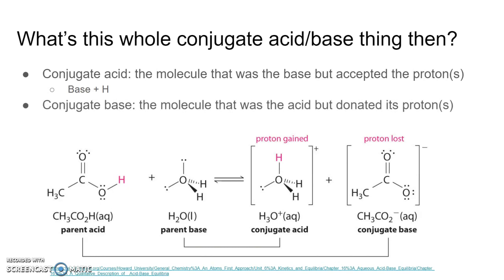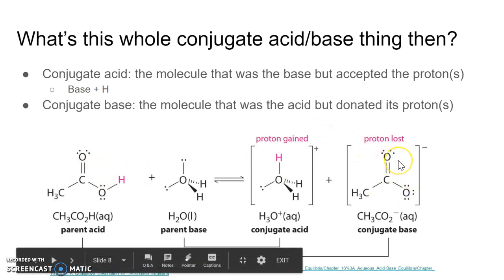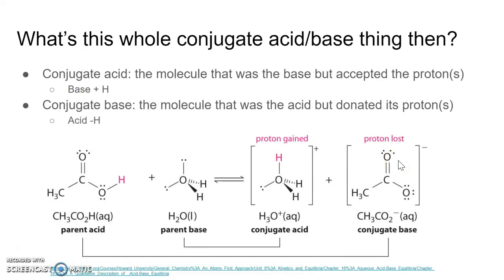The conjugate base is the molecule that was the acid, but donated its protons. So this was the acid, but it lost its protons, so that's why this would be my conjugate base here. So essentially, it's acid minus H. As I said, it'll just take a little practice to get used to this.